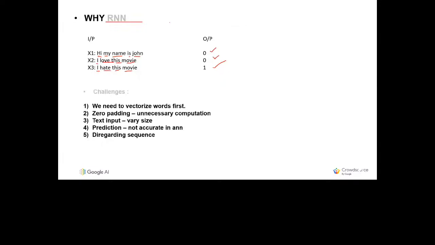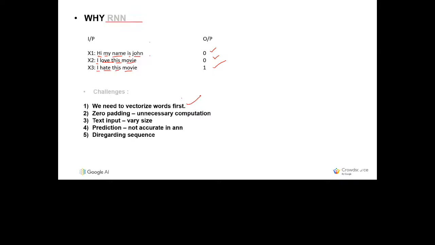The first challenge that comes to mind is that we need to vectorize the words first. These are the challenges that we face, so let us go through them one by one. We need to vectorize words first. For "Hi, my name is John," we cannot directly feed it to the neural network. We need to convert it into a vector.